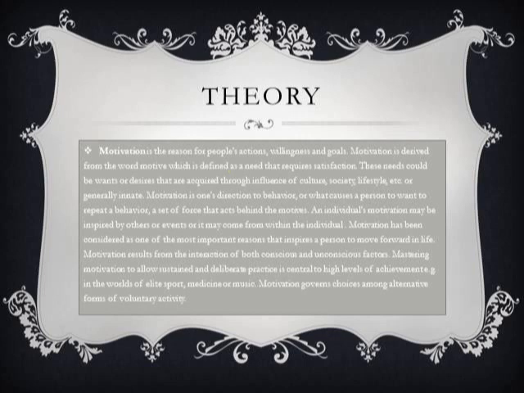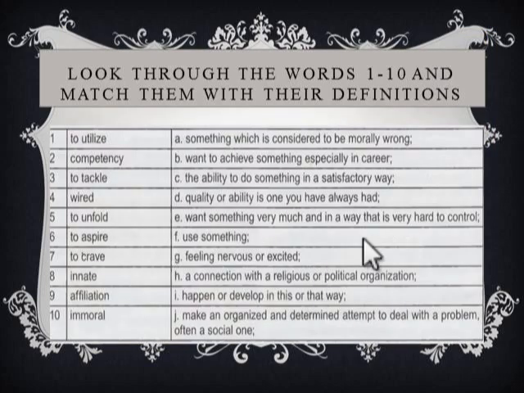Let's move to the practical part of the lesson. Look through the words 1 to 10 and match them with their definitions. The first word, to utilize, the second word, competency, the third, to tackle, the fourth one, wired, the fifth one, to unfold, the sixth one, to aspire, the seventh one, to crave, the eighth one, innate, the ninth one, affiliation, and the last one, number 10, is immortal.